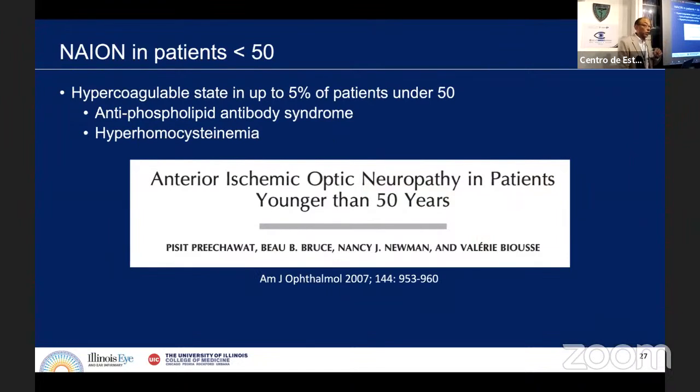One quick thing, and Michael mentioned this when we thought about our patient who was 35. It's really unusual under the age of 50, but not impossible. In these patients, however, we should think of a few other things. And so I do check antiphospholipids and hyperhomocysteinemia. Those have been found to be causes of NAION in younger patients.